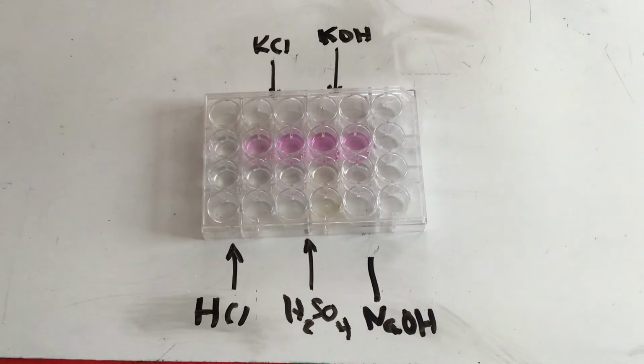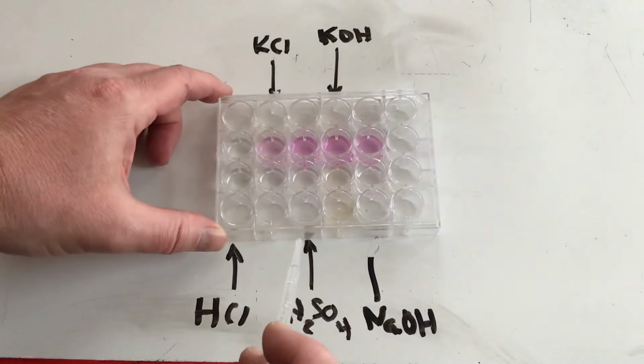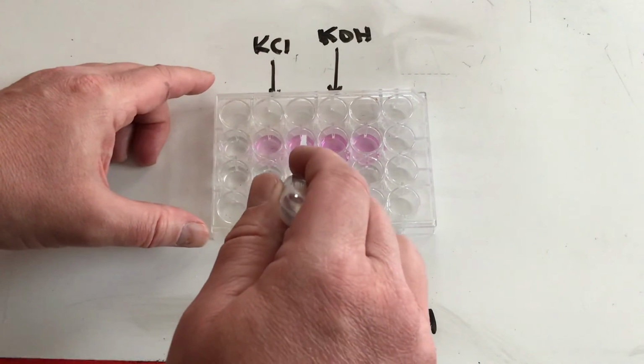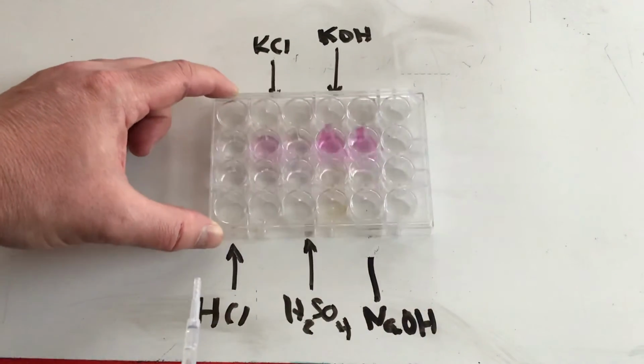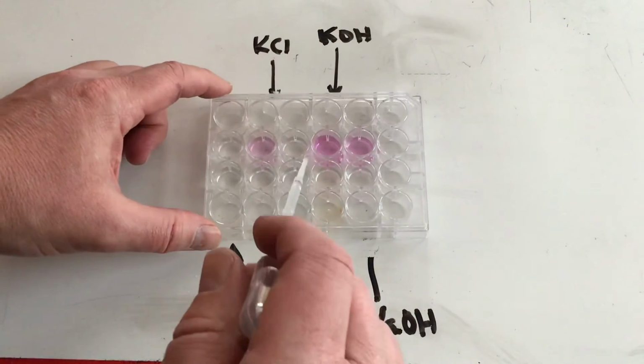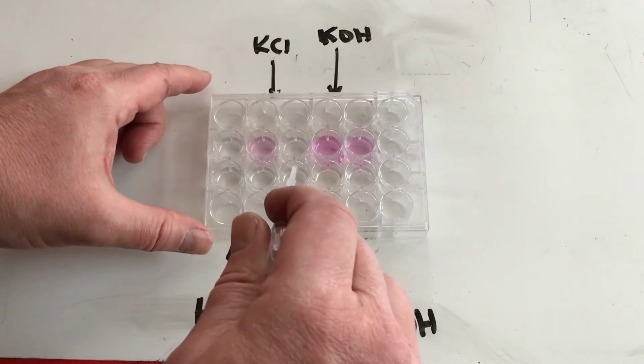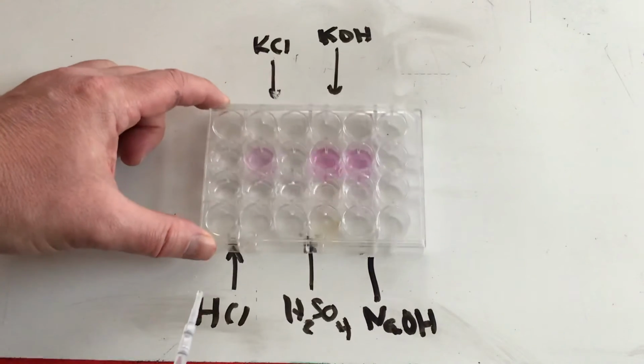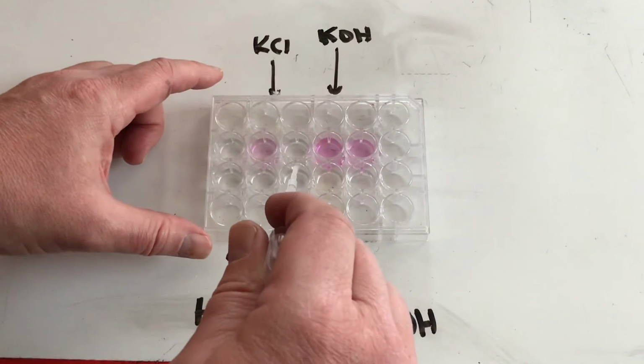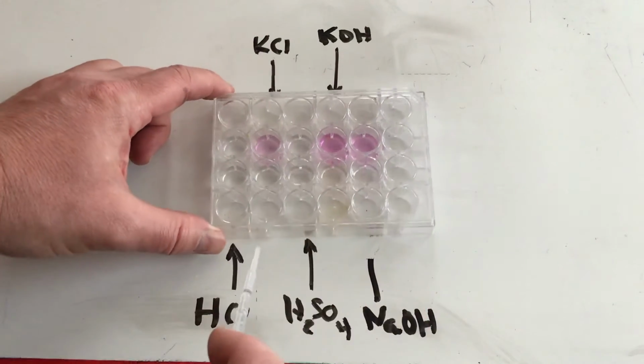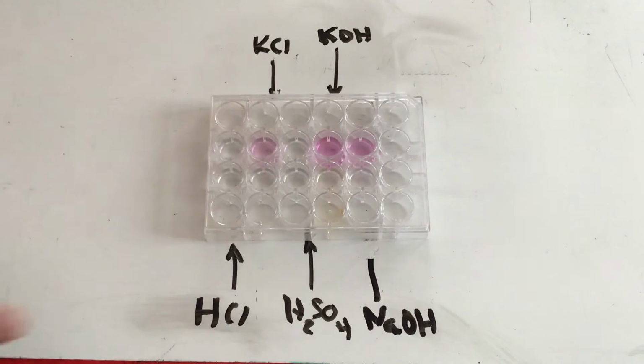Next one is hydrogen sulfate, H2SO4. So in H2SO4, I'll do in these rows here. So I'll add one drop here. Let's see, that's turned that one clear. Add a drop here. No change.